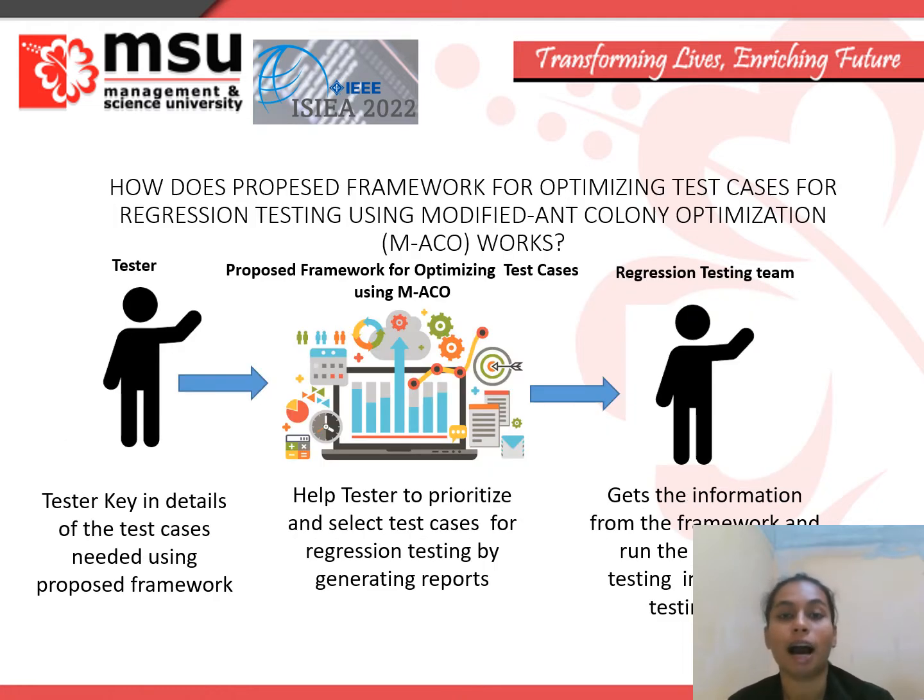So basically, how does the proposed framework of the system for optimizing test cases for software regression testing using modified ant colony optimization work? The tester will key in the details of test cases needed using the proposed framework of the system, and the proposed framework will help the tester to prioritize and select the test cases for regression testing by generating reports. The regression testing teams will get the information from the system and further run the software regression testing.